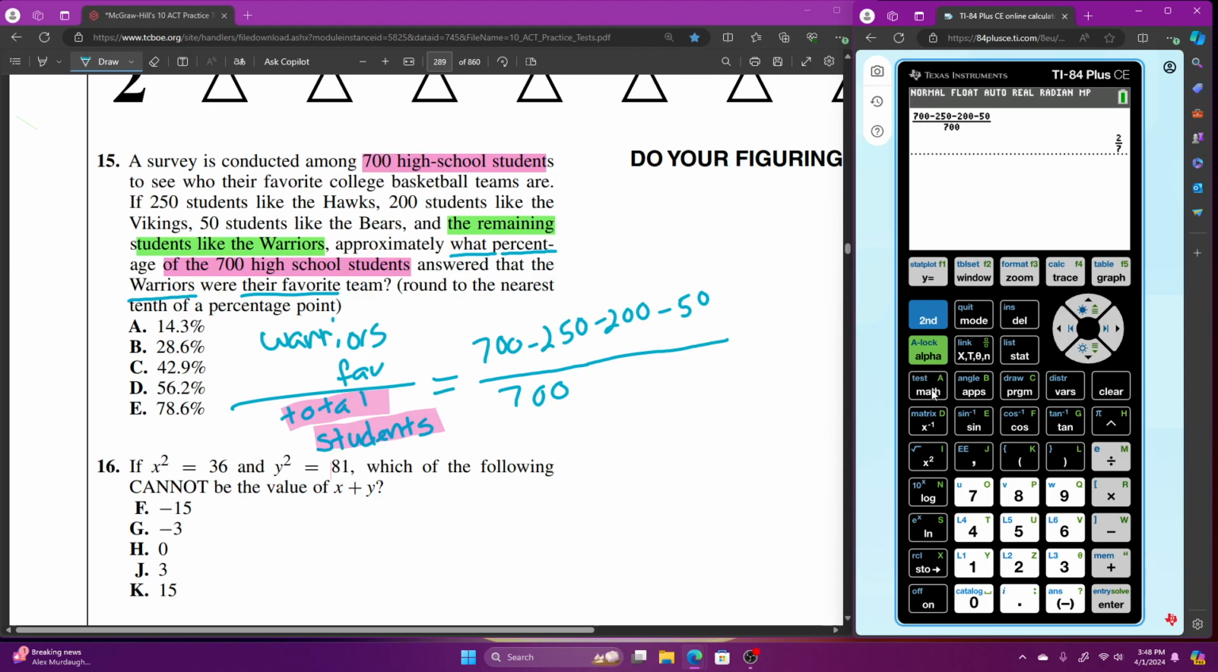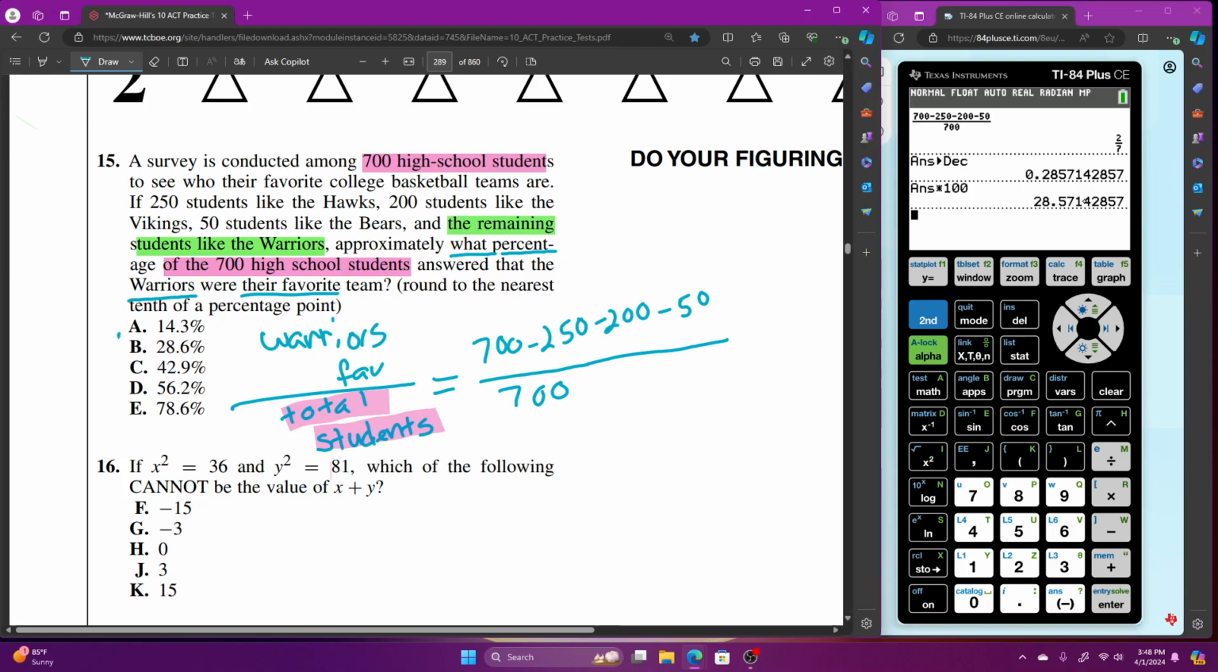which I don't want my answer to be a fraction, I want my answer to be a decimal, so I'm gonna hit math, and I'm gonna turn my answer into a decimal by choosing option two. That little arrow means turn the answer into decimal. And then hit enter again. And we're almost there, right? When we're converting a decimal into a percentage, we just have to multiply our answer times 100. And now we've got it. And we can see for sure that the closest number to our calculator answer here is option B. You got it.